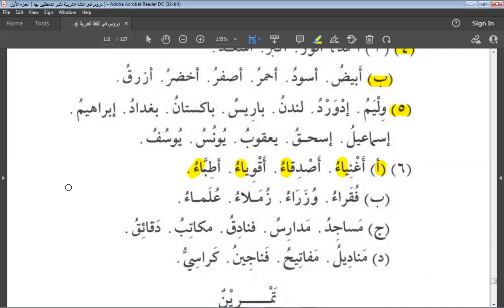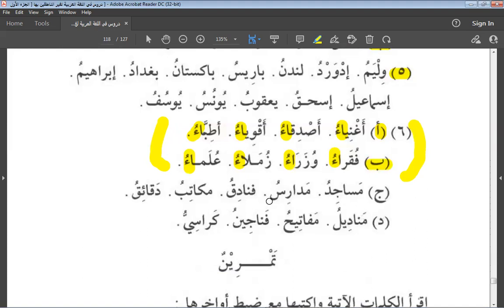Just like asma'u. Words like this also are mamnu min as-sarf. You can add it. I think this one was not captured in those things that we did. Okay, so you find this one here. Fuqara'u, wuzara'u, zumala'u, ulama'u. Same thing. So that also falls under the same umbrella. So these two are captured under the same umbrella.